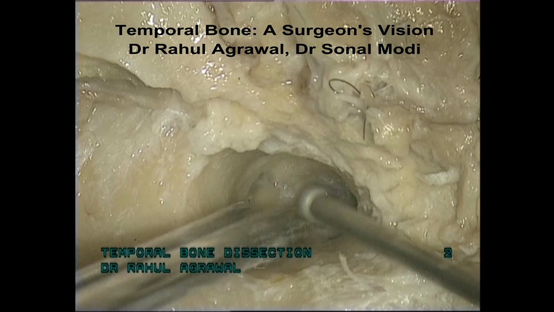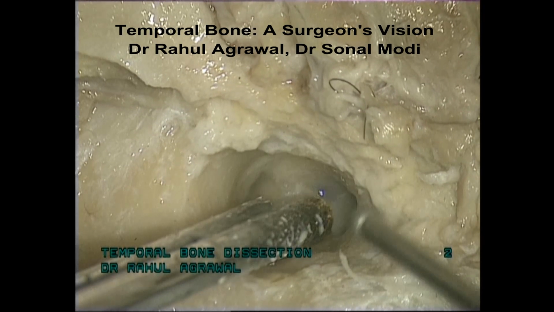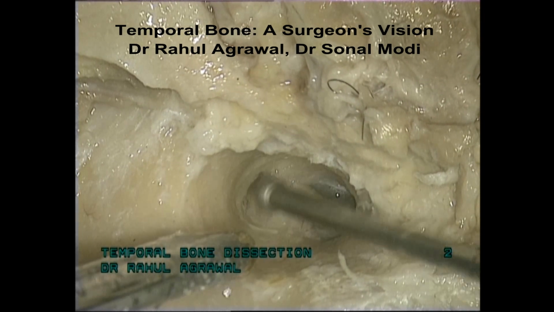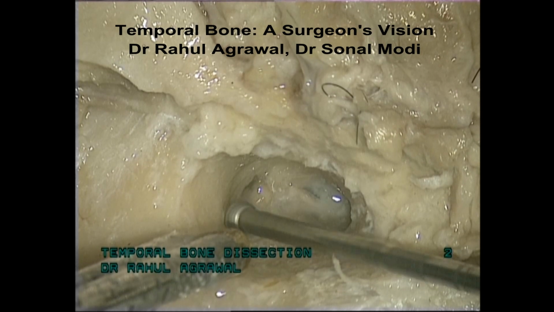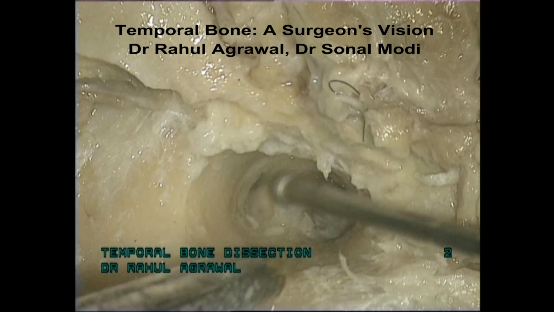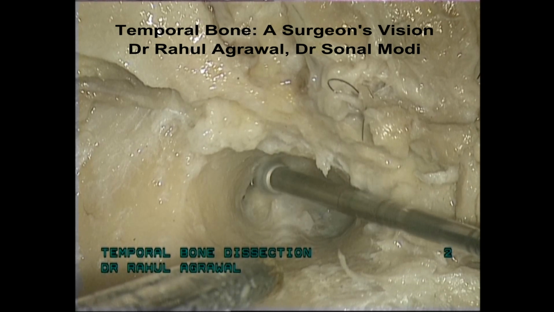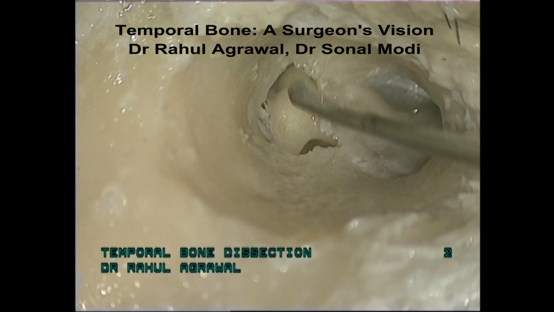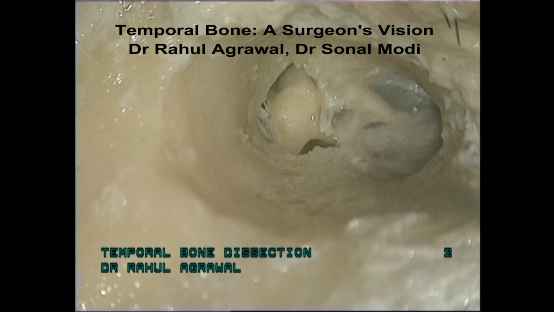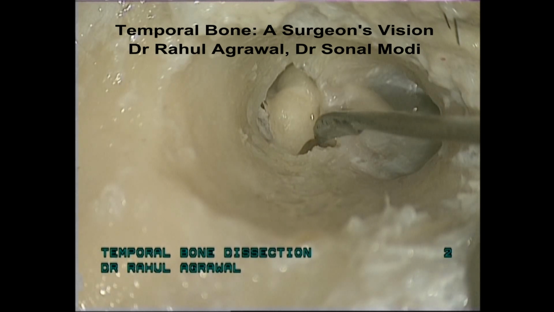Your direction of drilling should be medial to lateral so that even if your burr point slips, it will come out and it won't hit any important structure in the attic. First structures to be seen are incus and malleus. You can see a glimpse of chorda tympani here. Horizontal part of facial nerve will be in depth out here.